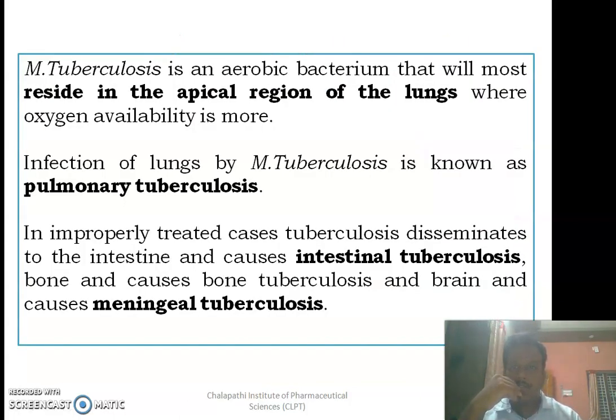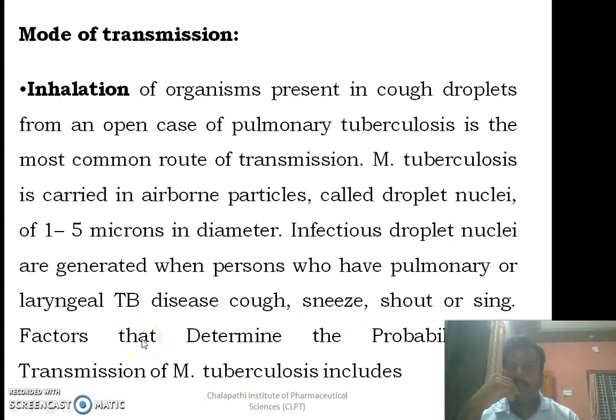Mycobacterium tuberculosis is an aerobic bacterium. Mostly it resides in the apical regions of the lungs, where oxygen availability is higher. Infection of the lungs by Mycobacterium tuberculosis, as we already said, is known as pulmonary tuberculosis. Sometimes we also observe that tuberculosis gets disseminated from the lungs into the intestine and causes intestinal tuberculosis, and when it disseminates to the brain, we call it meningeal tuberculosis.